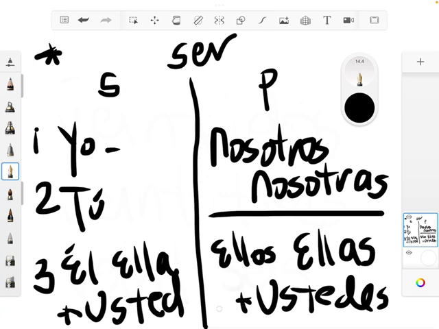So, yo is equivalent to I. Tú is equivalent to you, singular. And then we have él, which is he. Ella, which is she. Okay? Nosotros is we. And this is masculine or mixed group right here. Nosotras is also we, but that's a feminine group. And then we have third person plural, they. Ellos, masculine or mixed. And then ellas, which is feminine.